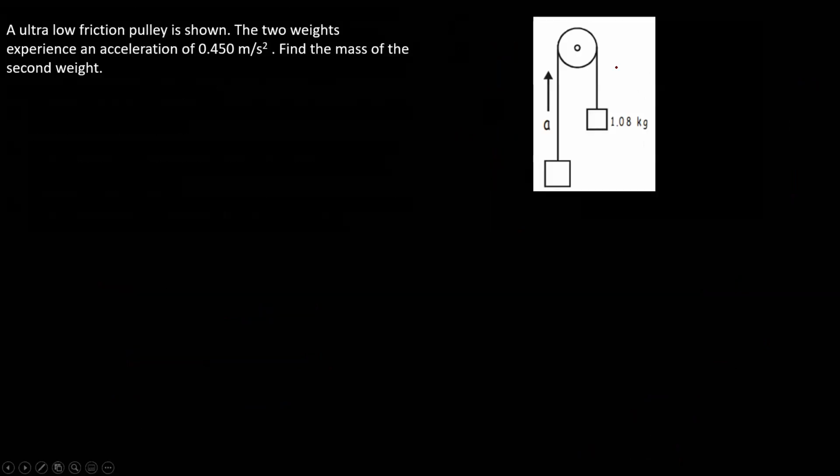All right, ultra low friction pulley as shown. The two weights experience an acceleration of 0.45 meters per second squared. Find the mass of the second weight. So there are a couple of options here.